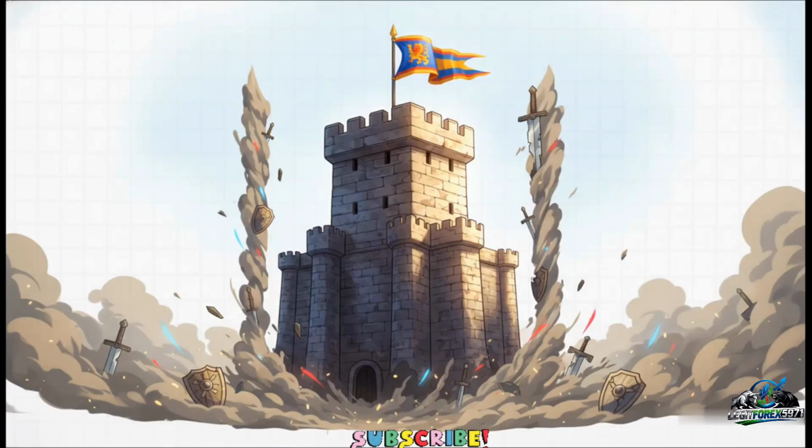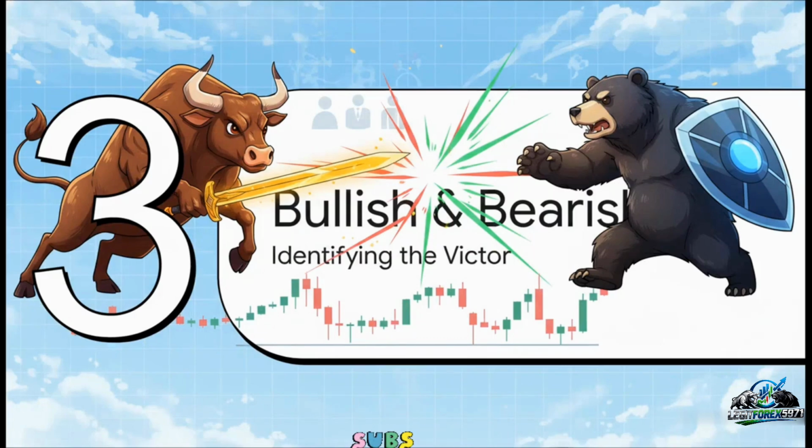Now, I love thinking about this through a really powerful visual metaphor. Think of the thick part of the candle, the body, as the conquered territory. It shows the actual distance between the open and the close, telling us who actually won that time frame. Then you have those thin lines sticking out of the top and bottom. We call those wicks, or shadows. These represent the extreme highs and lows. This is the fought-over territory, the battleground where the price traveled, but the opposing side pushed back hard before the time was up. That brings us to Section 3, bullish and bearish battles, identifying the victor.